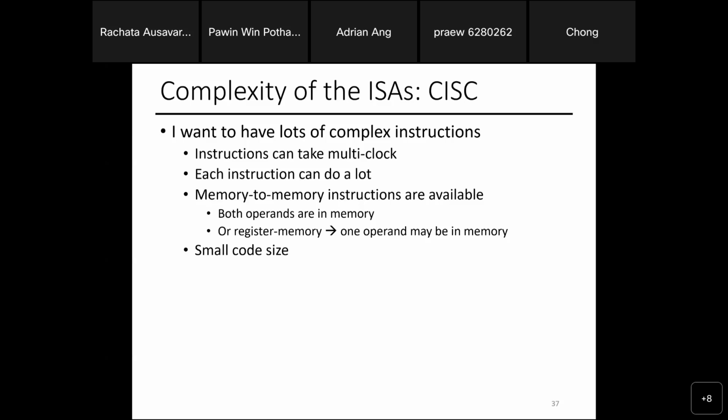I can even support memory-to-memory instructions. I want to add two things, but both are stored not in registers; both are in the memory. Or you can do something like an Intel or AMD x86 processor, where it's register to memory. One of the operands can be memory, and the other operand is like EAX, right? This gives you small code size. What we call this is a CISC ISA, complex instruction set computer ISA. The words computer and ISA basically refer to the same thing; there's a historical reason why we called it CISC. We changed to ISA now.